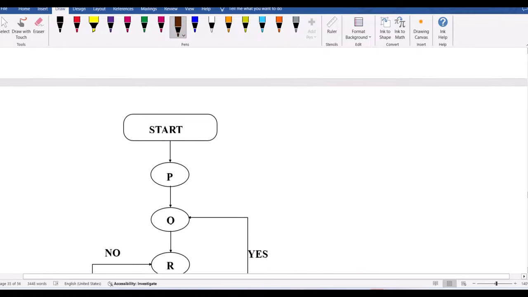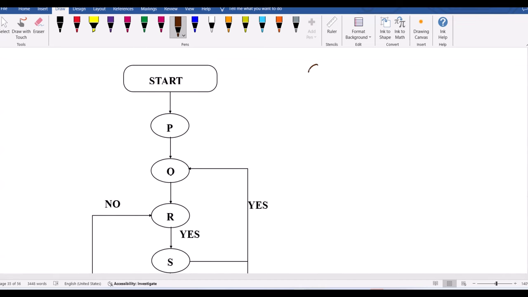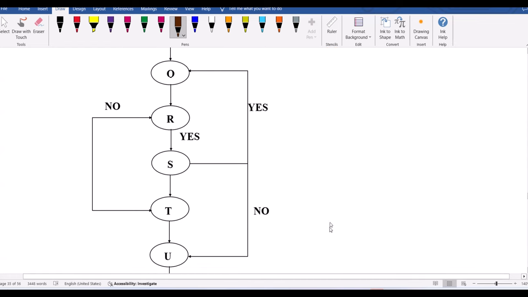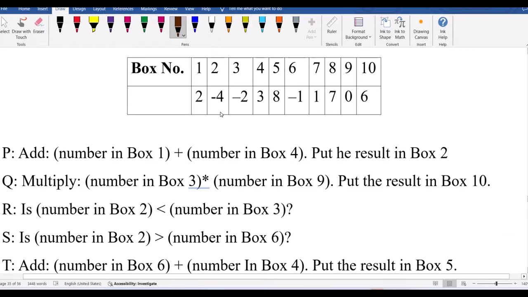Now look into this question. This is how they ask in the CoCubes platform, a flowchart related question. I'll just show you. This is how the steps start: P, Q, R. On the right side of every step they'll mention the statement, but for visibility I moved it down. Here I have given box numbers. This box number type of question they generally ask in CoCubes. Sometimes they'll ask in Wheebox also in a similar fashion.